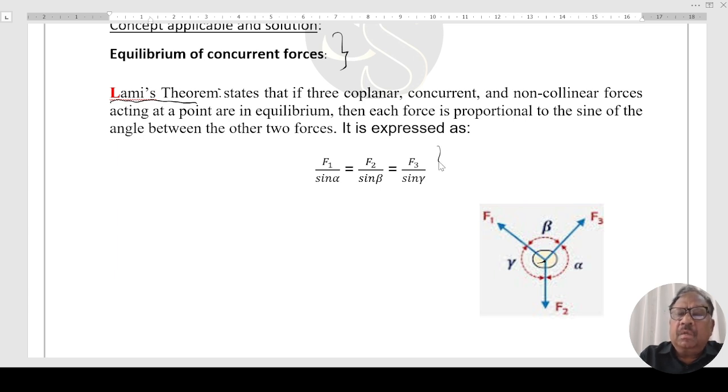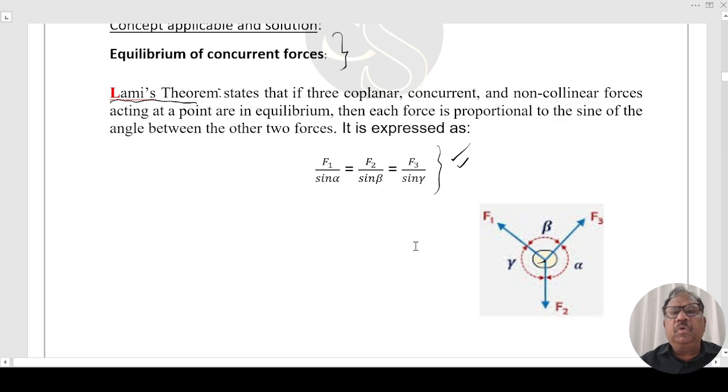It means if three forces are acting at a point and the system is in equilibrium, the point is in equilibrium, means three forces, three people are pulling one thing, some this way, some that way, but it is not moving. In that case, equilibrium is there and this theorem is applicable here. That is known as Lami's theorem. Now let's apply Lami's theorem to the question.